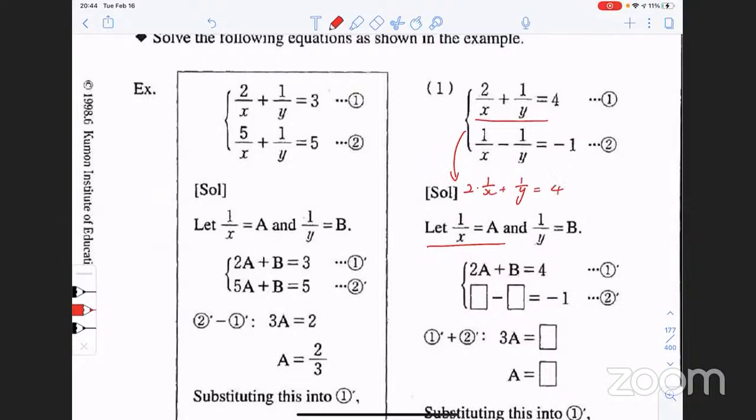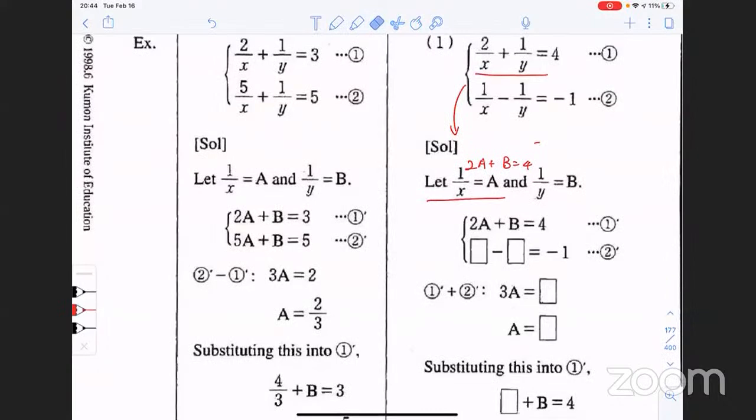So if I'm letting 1 over x be a, this becomes 2a plus b equal to 4. That's my equation number 1 now, right? Then for equation number 2, it becomes just a minus b is equal to minus 1. a minus b equal to minus 1.